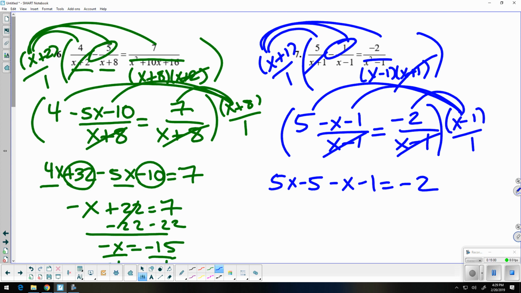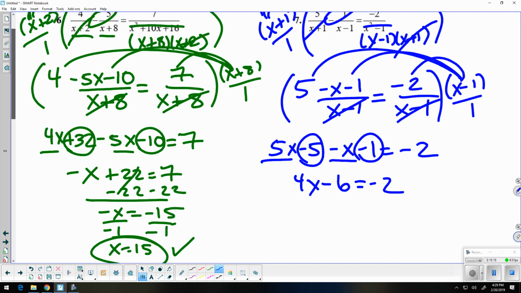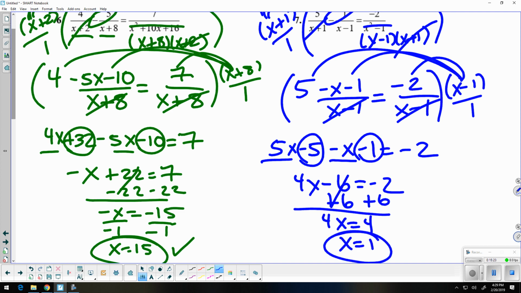Okay, so now just solving for x, again, there's no denominators, they're all gone. But 5x minus x, that'd be a 4x. Negative 5 minus 1, well, that's negative 6, equals negative 2. So now, solving for x, add 6 to both sides. Add the 6. So you have 4x equals 4. Dividing by 4, x equals 1. All right, plug it back in and make sure it works.